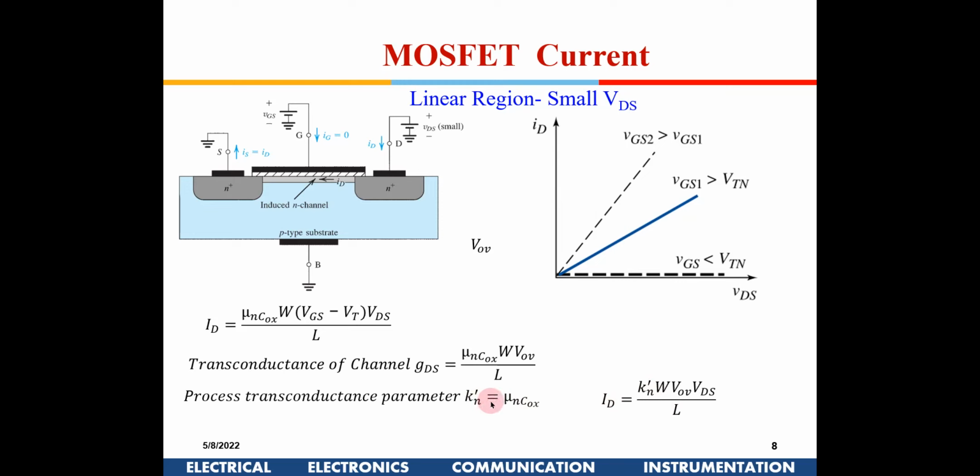K prime doesn't cater for W by L. Okay, so this is Kn dash. So this notation you have to be clear. Okay, so in numericals especially, many of you go wrong. So just be careful with this notation which is given out here.